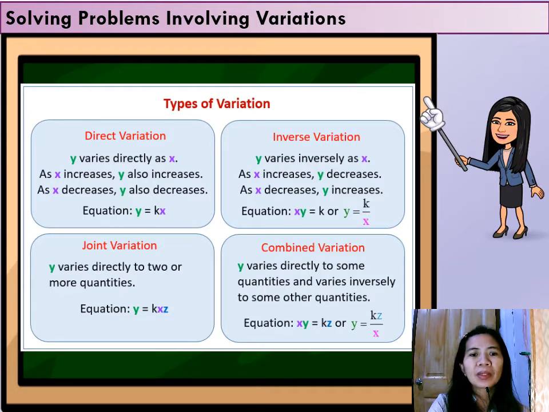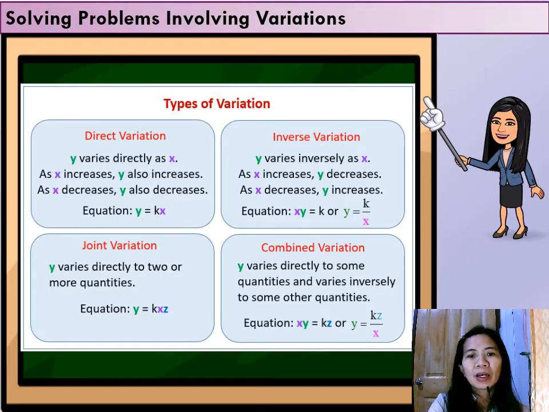Okay, now let's have joint variation. In joint variation, y varies directly to two or more quantities. So it's like a direct variation, but here we are going to use two or more quantities. For example, y varies jointly as x and z. So for the mathematical equation, we have y equals k times x times z.